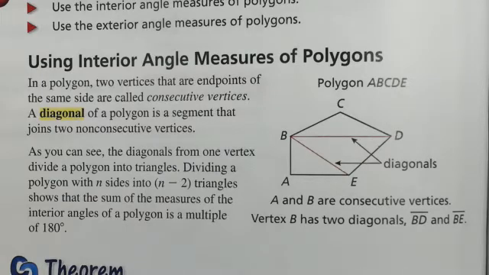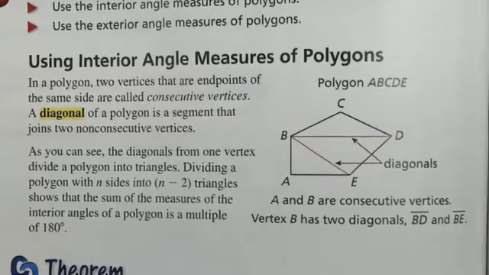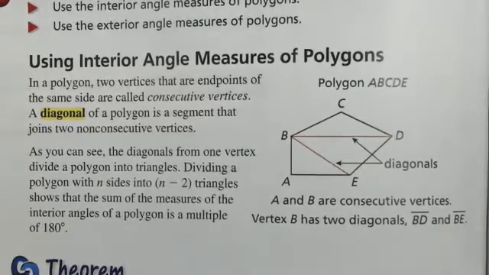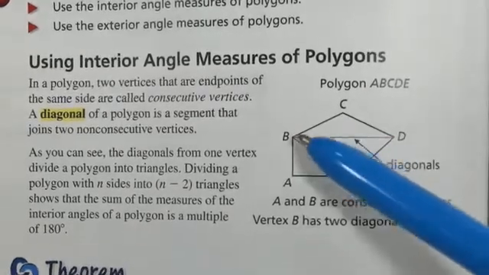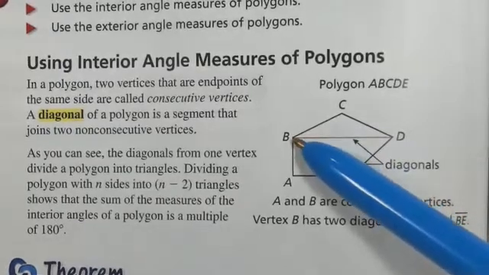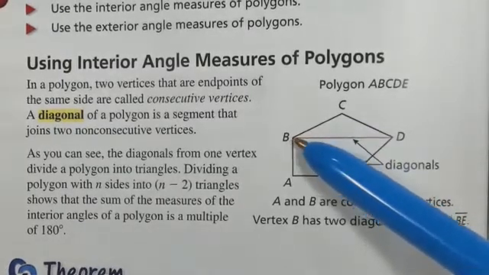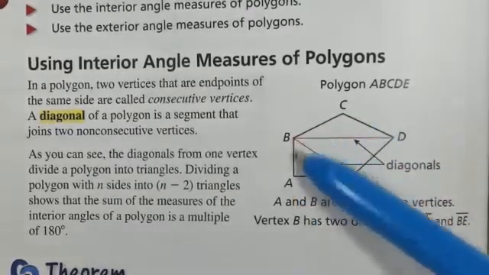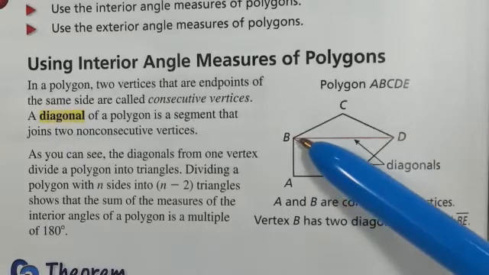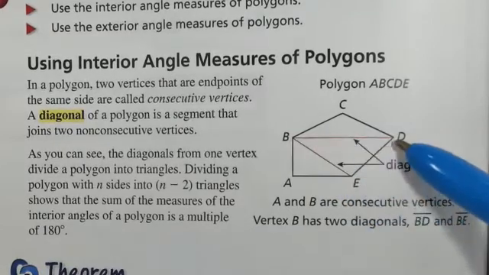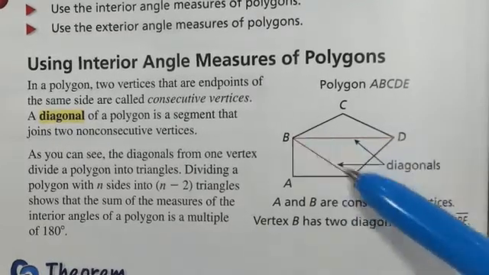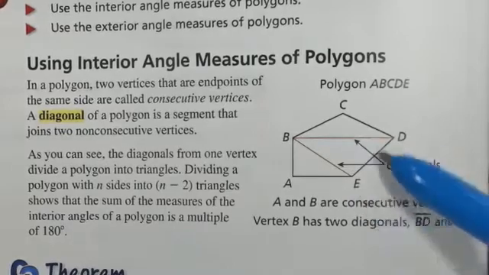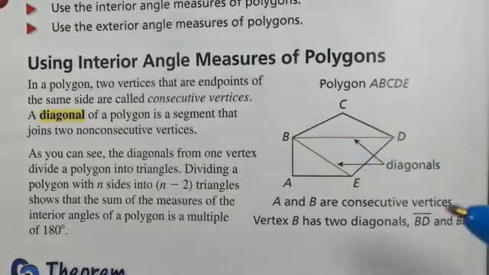So first let's talk about what a diagonal is. A diagonal is going to connect a vertex, so let's say B, to a non-consecutive vertex. So C would be consecutive, and so would A. So we can draw B anywhere except C or A. So we can draw a diagonal over here to D, or we can draw it here to E. So these are both diagonals.